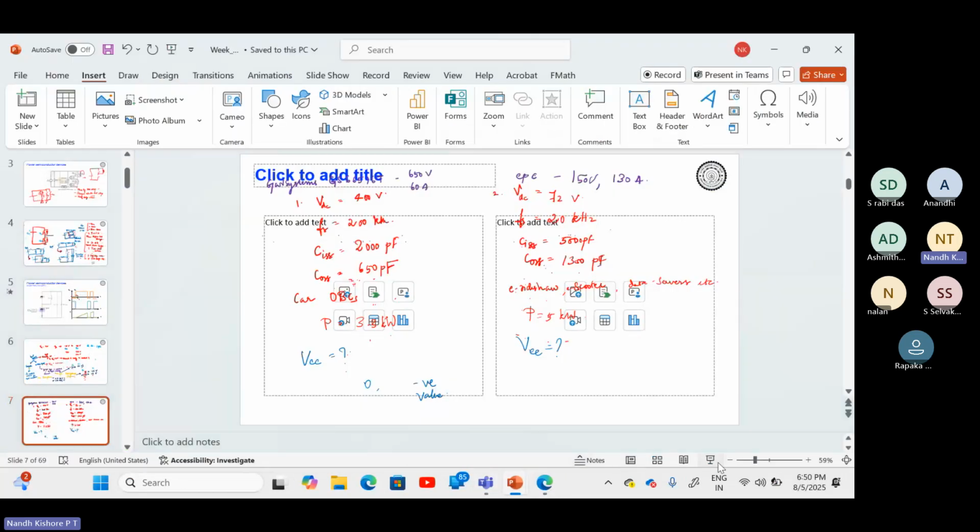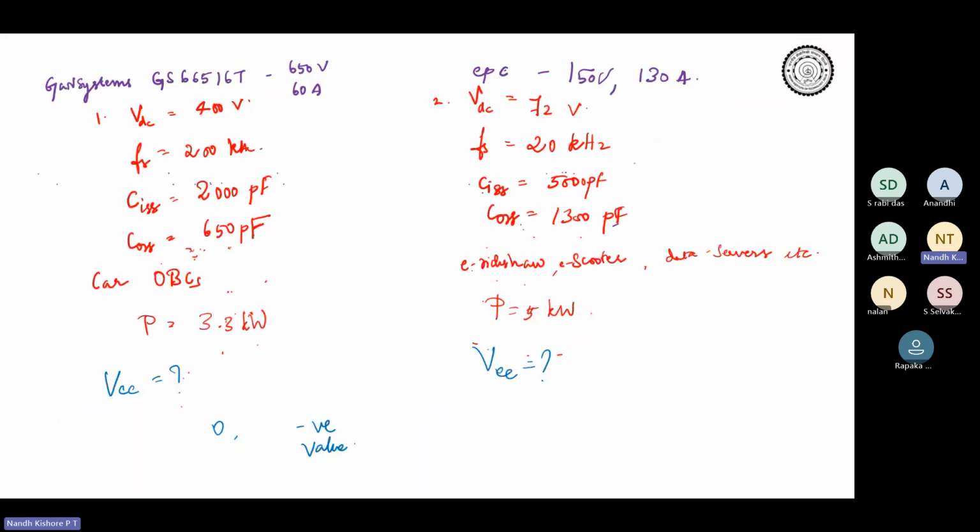The question is, I have basically given you two scenarios. One is for a car charging application at 400 volts, right? The other one is, let's say, a data server application at 72 volts. Okay, I have given you the switching frequencies. One is at 200 kilohertz, 400 volts. The other one is 72 volts and 20 kilohertz. Okay, and the power rating is also given, right? And the device capacitance values are also given. So from this, can you tell me where you should use a negative value and where do you think negative value is not required? There is no harm in using a negative value, but where do you think negative voltage may not be required?